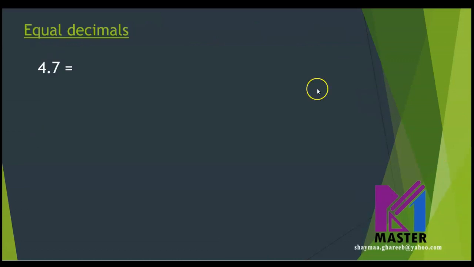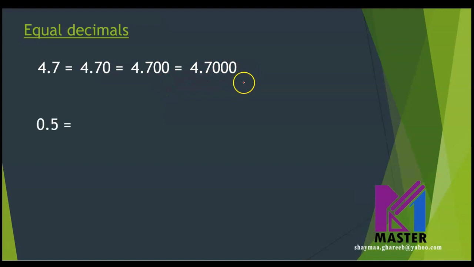Equal decimals. For example, this number here is 4 and 7/10. We can write it as 4 and 70 hundredths because 7/10 is equal to 70 hundredths. So we can also write it as 4 and 700 thousandths. So every time if I add 0 to the decimal part of the number, it does not affect the value of the number. All of them are equal. So I can write it as 4.7000 and so on.